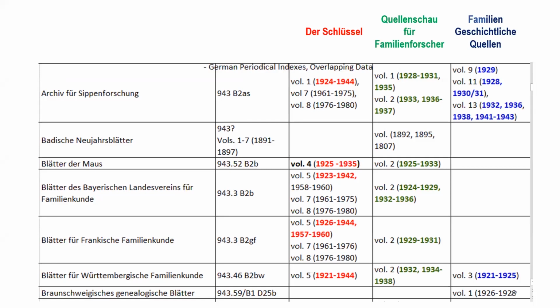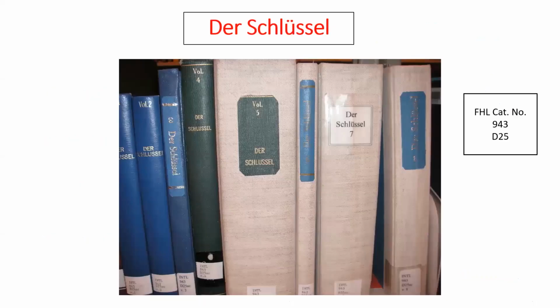Even though the indexes overlap, they must all be searched because they differ from one another as to what was indexed, as we'll be showing in this presentation. The first periodical index we'll talk about is Der Schlüssel. I will go into more detail about this index because all three indexes are similar in their format and contents. In the second lecture, when I talk about the other two indexes, I will focus on how they differ.